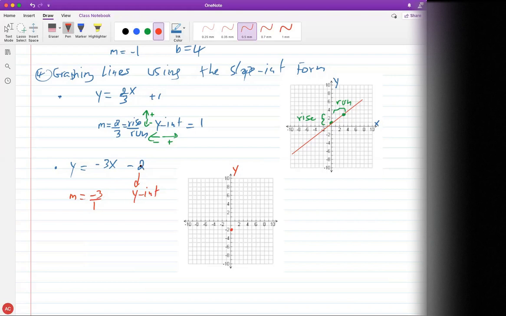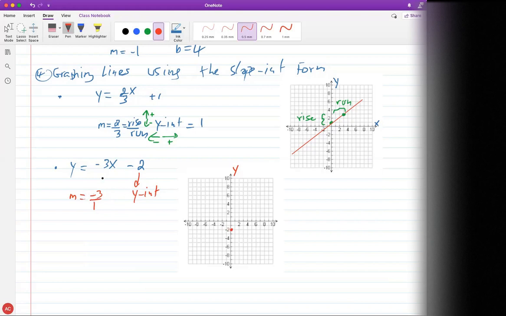Okay, so we got the y-intercept. Now we want to go to the second point using these. So how do you get from the y-intercept to the other point using this? So where exactly do you go from here? Start with the rise. Which way do we go and how many units? You go up 3 and over 1.